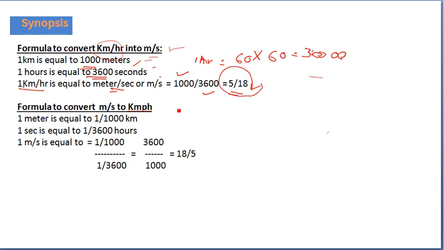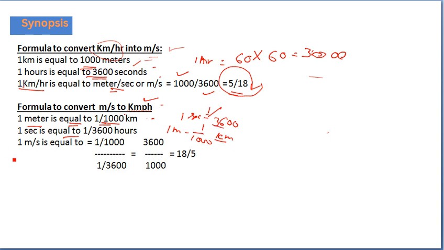Coming to the vice versa, that means if you want to convert from meters per second to kilometers per hour, 1 meter is how much? It is 1 by 1000 kilometers, because we are converting from meters to kilometers. And 1 second is equivalent to 1 by 3600 of an hour.